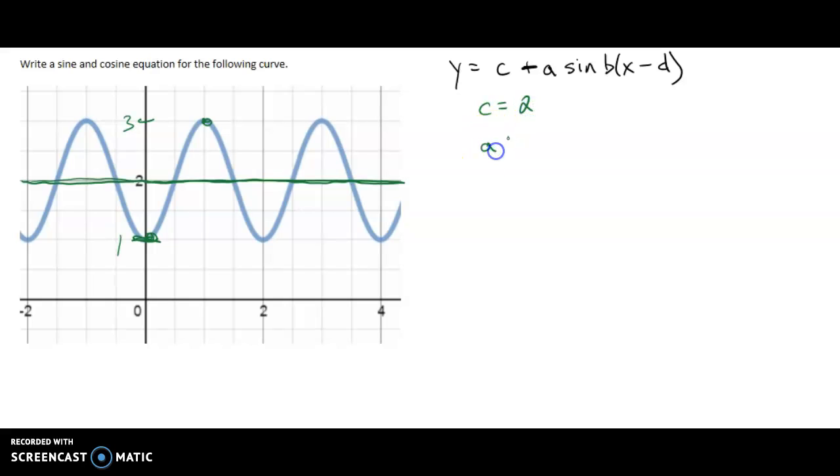It also will help you find your amplitude. Your amplitude is the distance from the midline to the max, or the midline to the min. So your amplitude is 1, which makes A equal to 1.